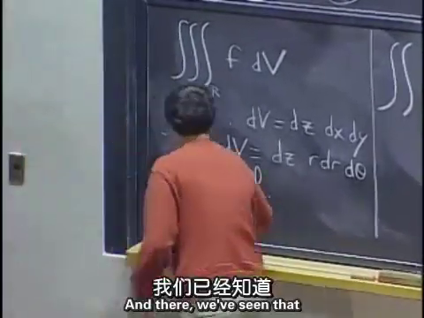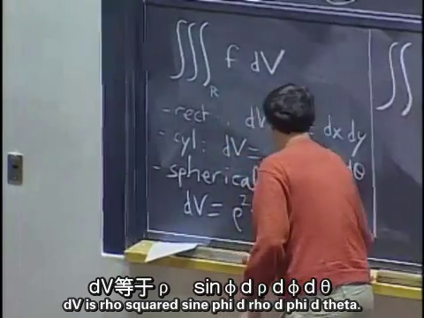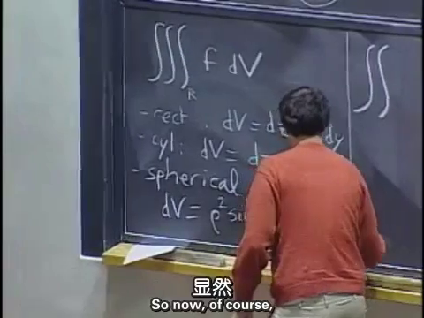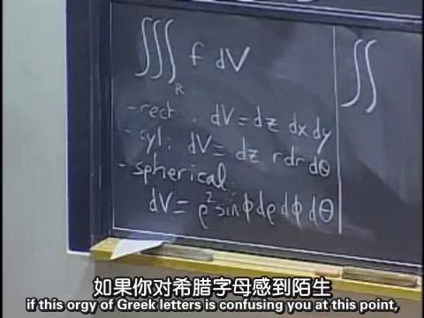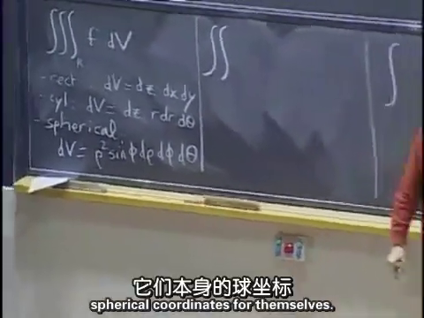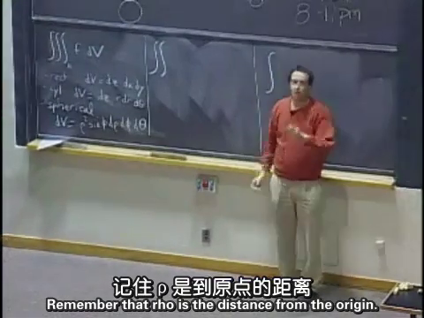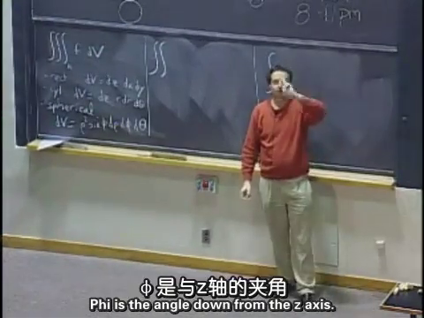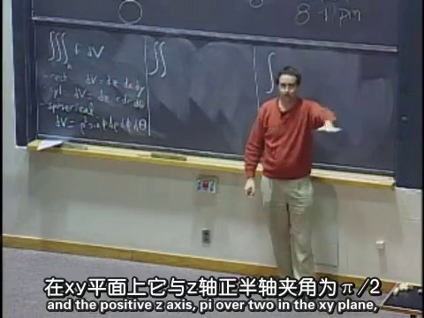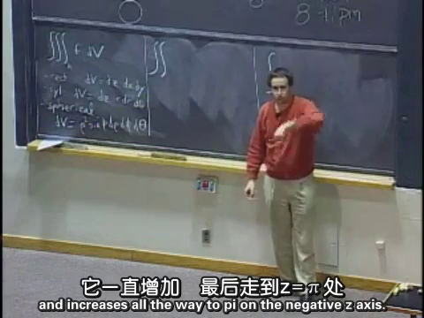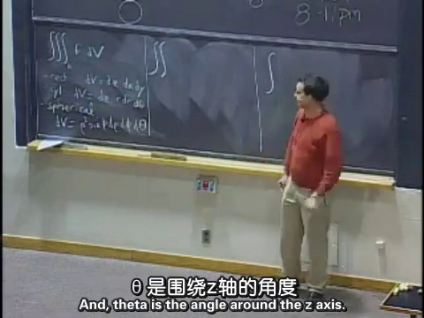And there we've seen that dV is rho squared sine phi d rho d phi d theta. Now, of course, if this orgy of Greek letters is confusing you at this point, then you probably need to first review spherical coordinates for themselves. Remember that rho is the distance from the origin. Phi is the angle down from the z-axis. So it's 0 on the positive z-axis, pi over 2 in the xy plane, and increases all the way to pi on the negative z-axis. And theta is the angle around the z-axis.